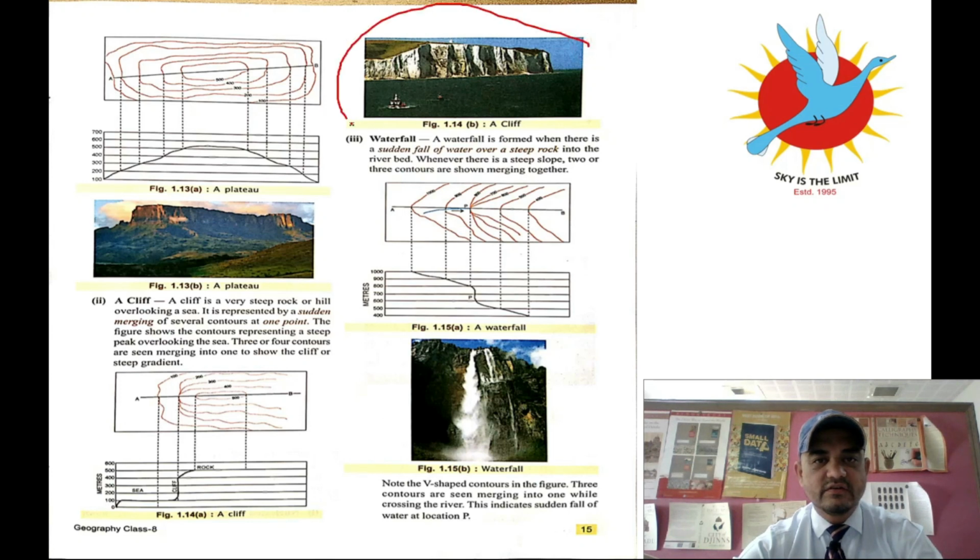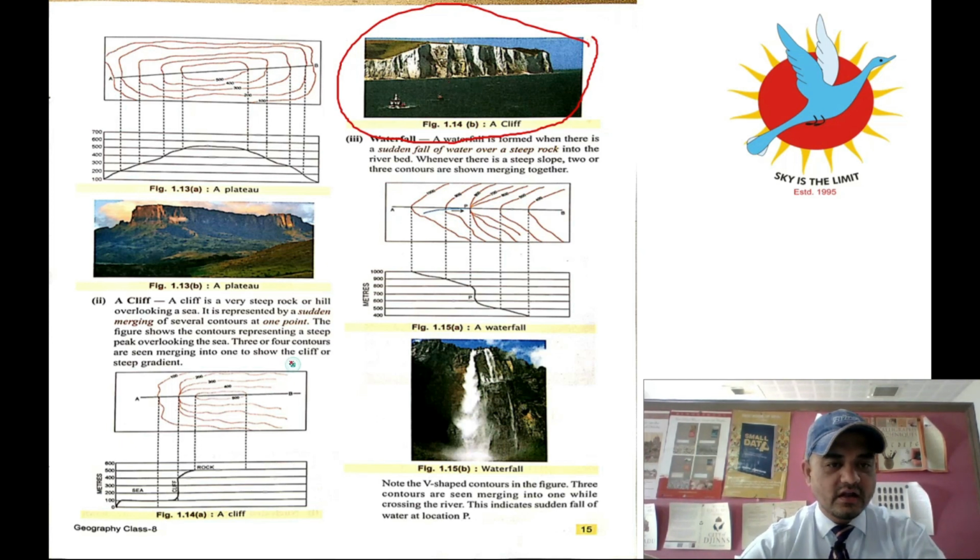This feature is made physically. This is known as a cliff. It means an elevated part of land which rises above the sea level near the coast. An elevated part which rises above the sea level is known as a cliff.